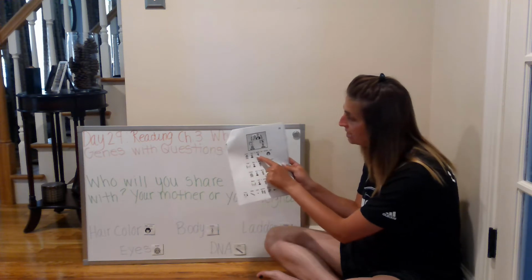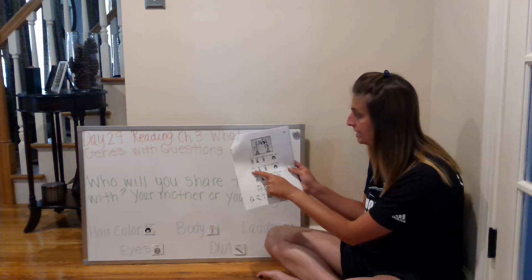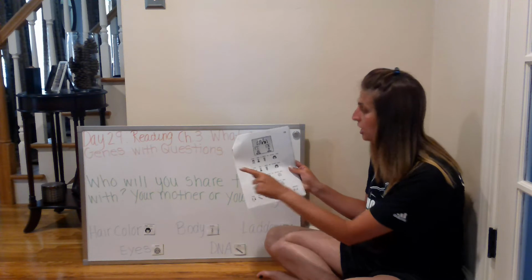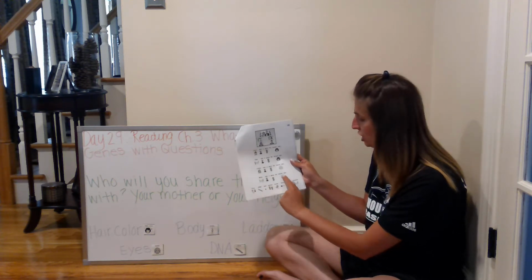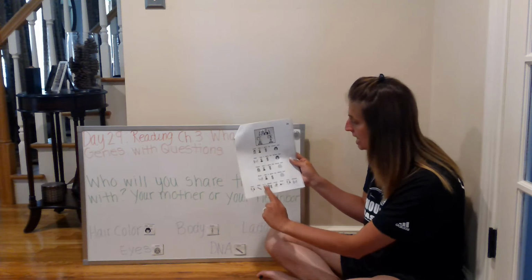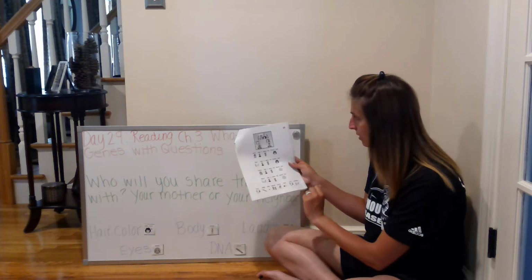So Josh has a gene for brown hair. Dad has a gene for brown hair. Claire has a gene for blonde hair. Mom has a gene for blonde hair. Your DNA and genes come from your parents.